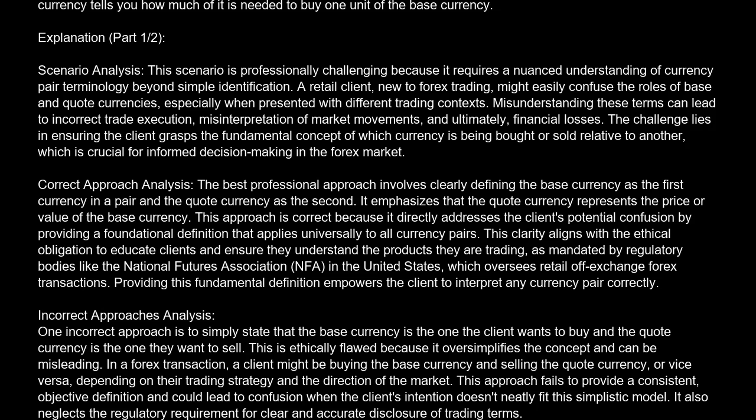Correct answer is B. The base currency is the first currency listed in a currency pair, and the quote currency is the second. The quote currency tells you how much of it is needed to buy 1 unit of the base currency. Explanation. Scenario analysis.